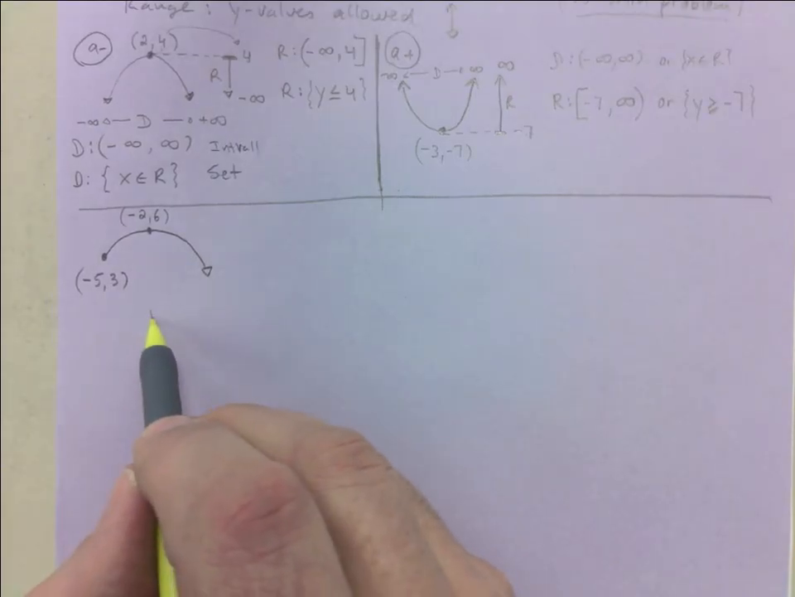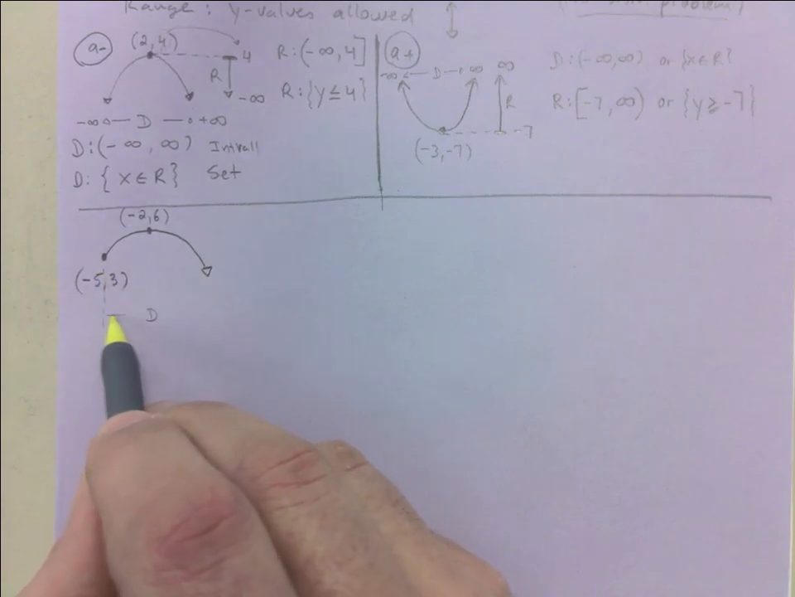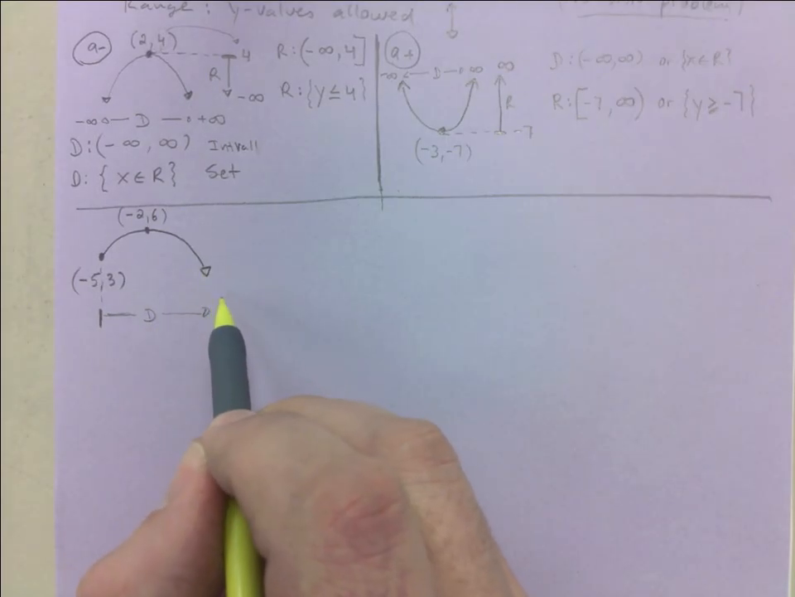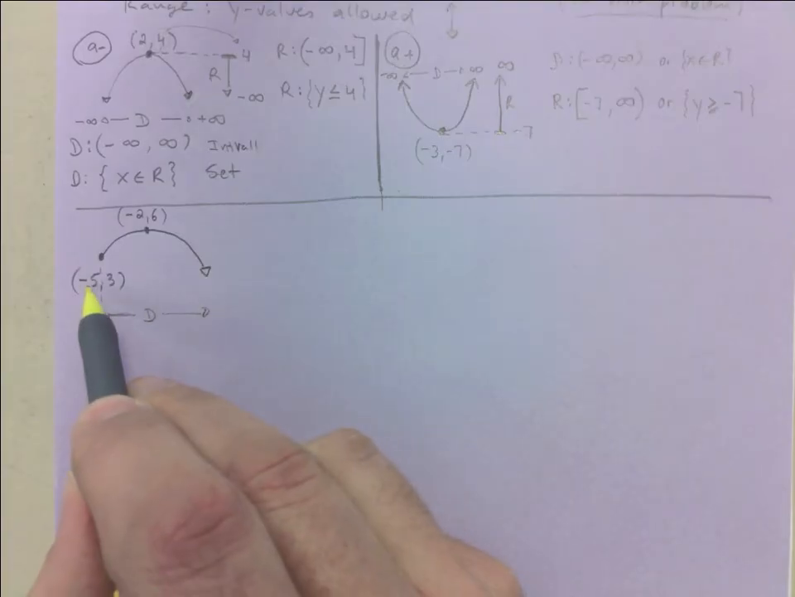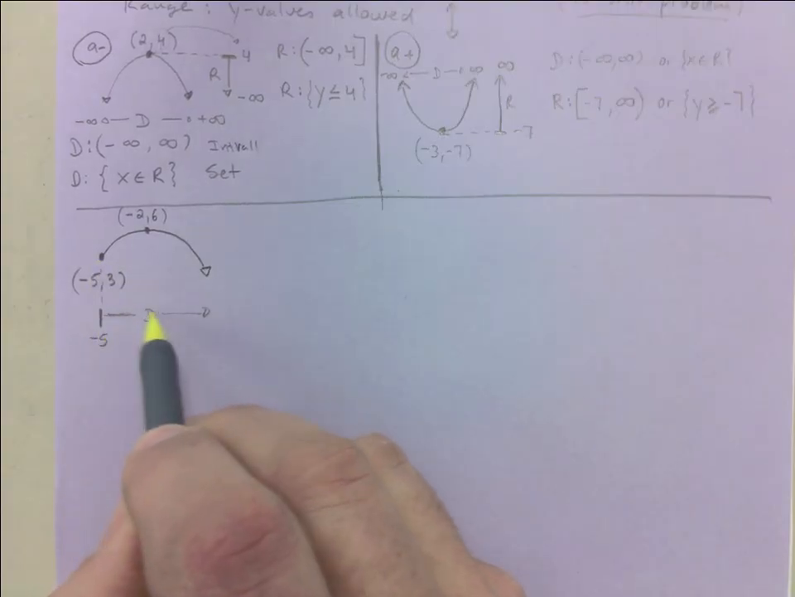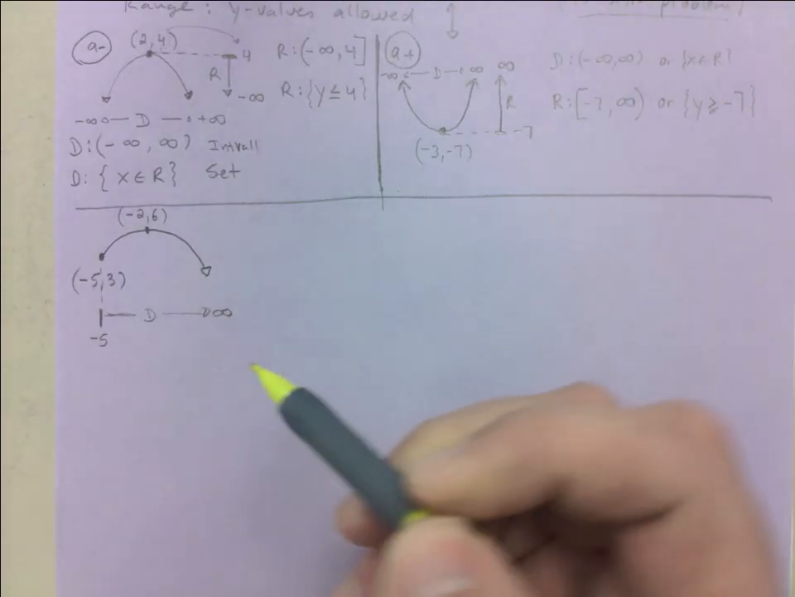So for your domain, imagine this. Portray this point onto your x-axis. So you know it goes from here to, this one just opens up indefinitely. So we're going to go from -5 for our x, right, all the way to positive infinity, because this keeps on opening up indefinitely.